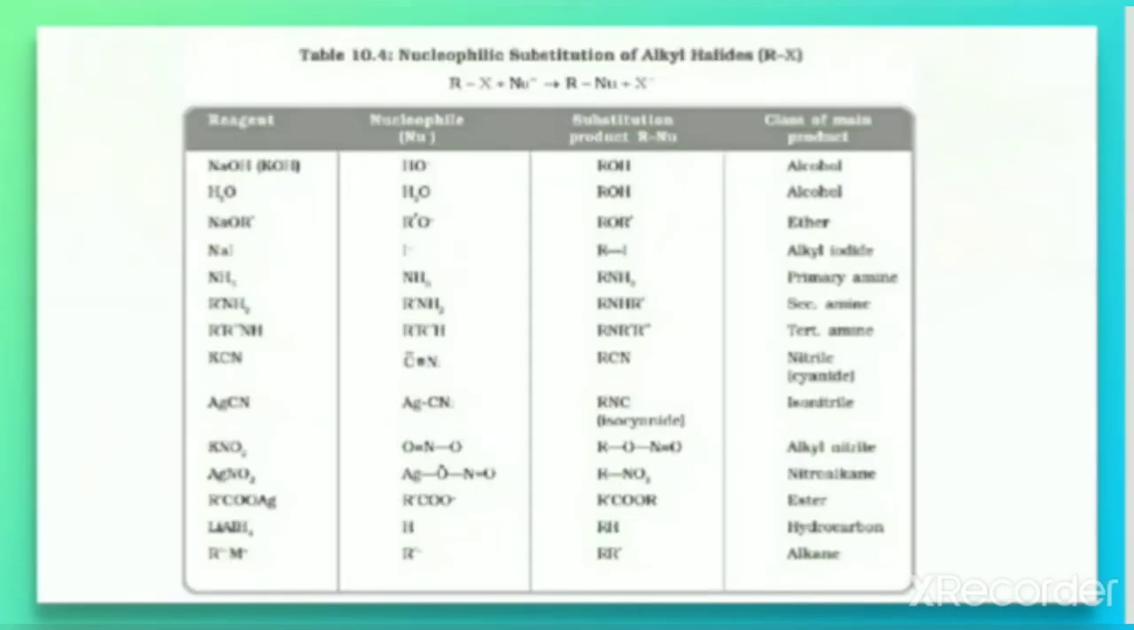In the textbook, a table is given in which the reagents and the nucleophile are given, the formation of product is also given, and the name of the main product is listed. So all of you go through this list of nucleophiles, their products and the name of the product, so that you can easily learn the equations with this table.